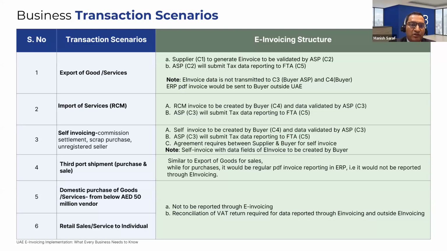Now, in case of import of services, an RCM, which is one of the scenarios of your e-invoicing use cases, you will have to generate that RCM invoice in your system, being a buyer in UAE. So that corner four, which is the buyer, you are a buyer in UAE, and that data will be validated by the corner three, the ASP, and that data will be transmitted to the FTA.